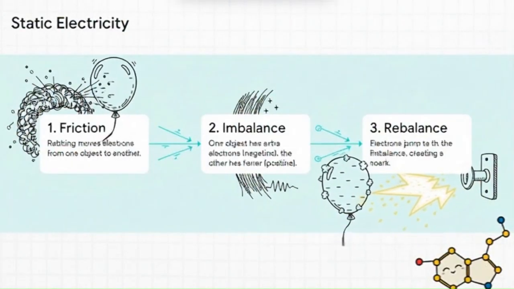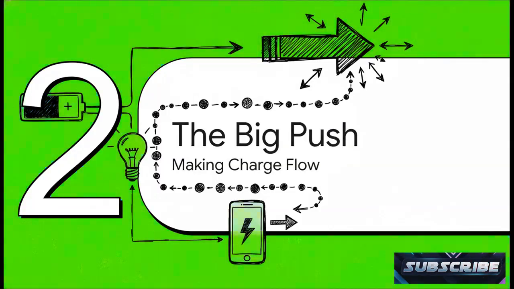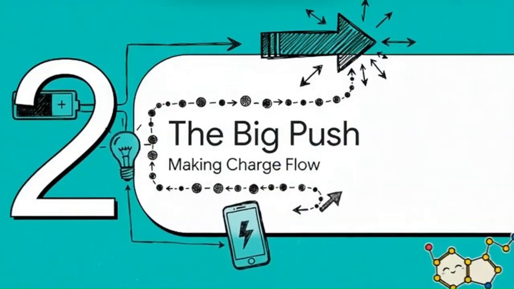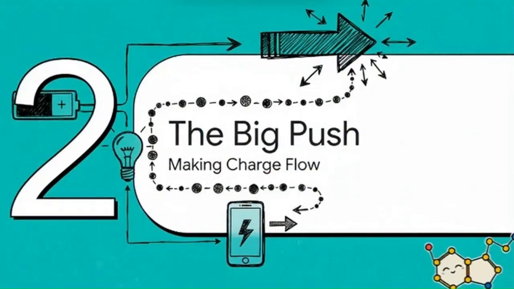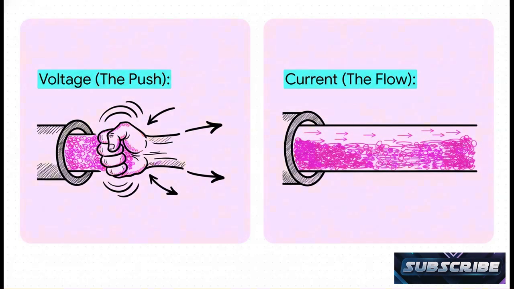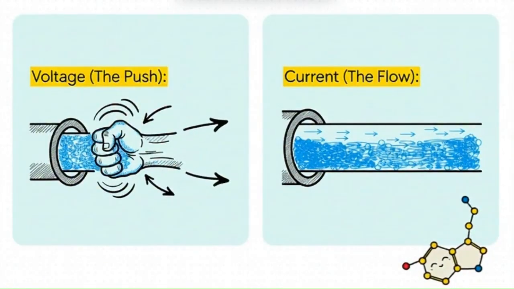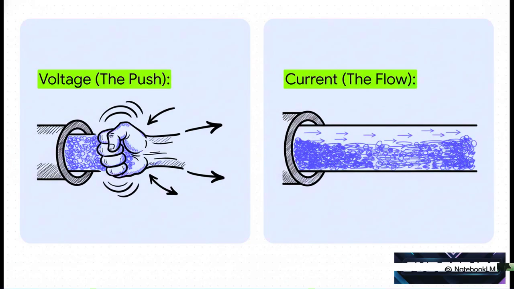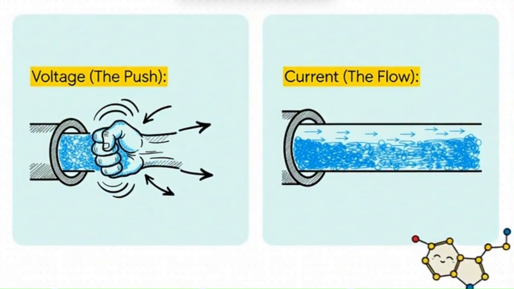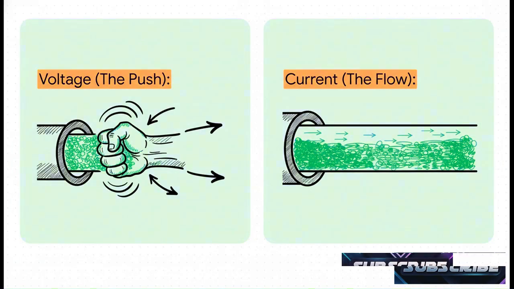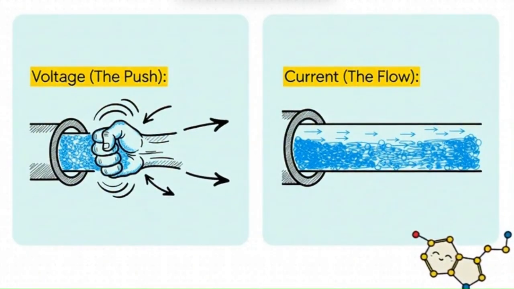Okay, so that's static electricity, charge that's just sitting still. But to actually power your TV or charge your phone, we need that charge to flow. So let's look at the forces that give these electrons the big push they need to get moving. This is probably the best way to think about it. Imagine water flowing through a pipe. Voltage is like the water pressure. It's the push. The higher the voltage, the harder that push. Current, on the other hand, is how much water is actually flowing through the pipe per second.